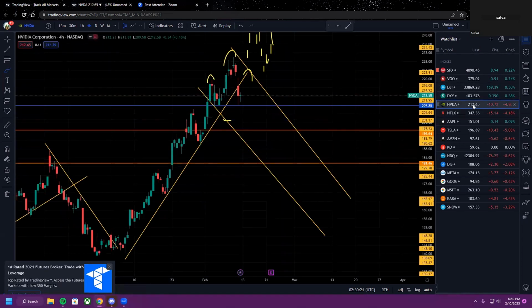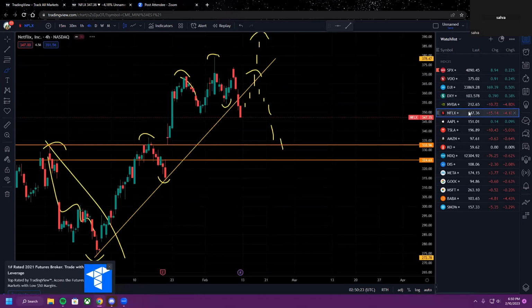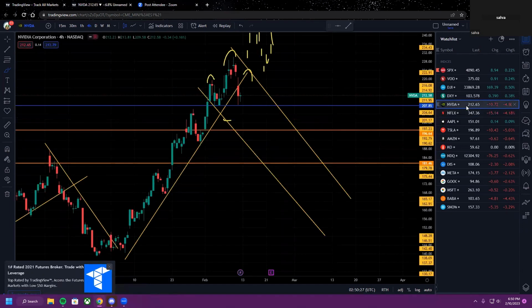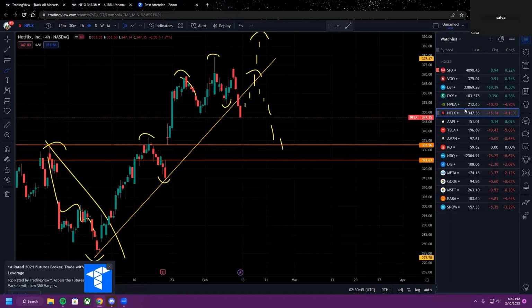Nvidia already broke, so that adds a little more to my Netflix thesis, because Nvidia was looking strong, but it broke the uptrend. Nvidia is a key player in the market. Remember, I told you Nvidia, Tesla, and Apple. So if a key player is showing signs of weakness... Netflix is a streaming service, right? If Netflix goes bust, it's not gonna hurt the economy.